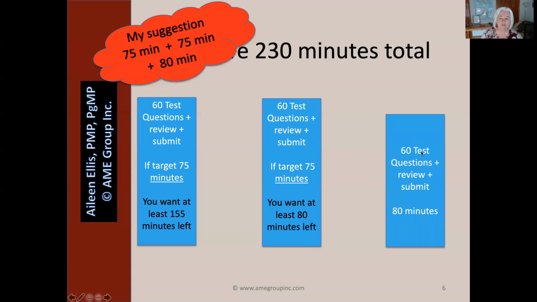For part 3, again, there's 60 questions, but now instead of targeting 75 minutes, your clock should say at least 80 minutes, and you want to get through all of the questions and the review and the submit button in your 80 minutes, and thus your clock will say you have 0 or a little bit of time left. You will hear right away whether you have passed the exam or not. This is a different way to think of the exam in sections 1, 2, and 3, instead of thinking the exam in total. Think 75 minutes, 80 minutes, but focus more on how much time you should have left.